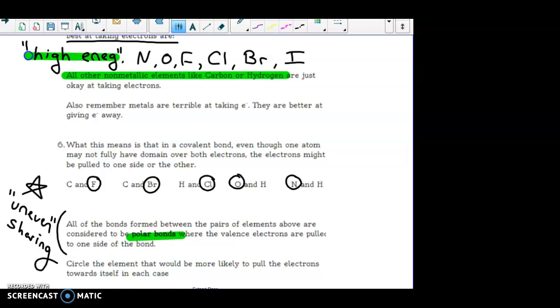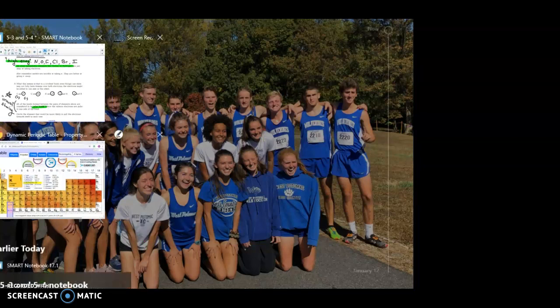What this means, too, is that in that bond, because those electrons are being pulled to one side, we can expect a partial negative charge on the more highly electronegative atom. And in the absence of that, a slightly more positive charge on the one that is low. And we can see this. We got another little simulation to look at.